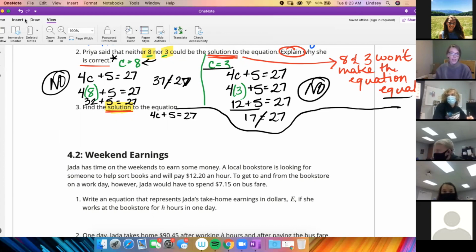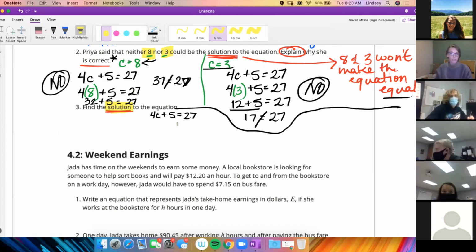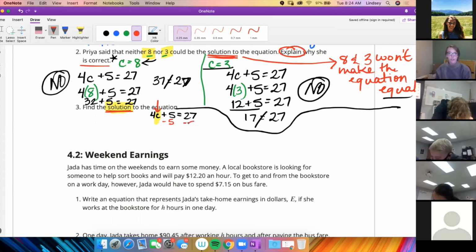Okay, and we've talked about this before this year, how am I going to find out what C equals? Get it by itself. We have to get it all by itself. So I'm trying to get this C all by itself, so I have to get rid of this 5, and I have to get rid of this 4. What am I going to start with? 5. I'm going to start with a 5 because it's my term that's farthest away. So how do I get rid of a plus 5? Minus 5. If I do it to one side, I've got to do it to the other side, okay?